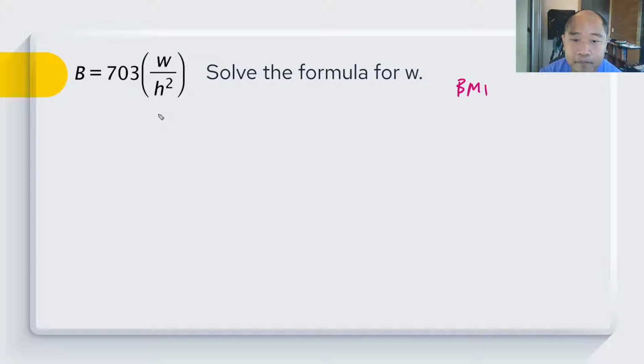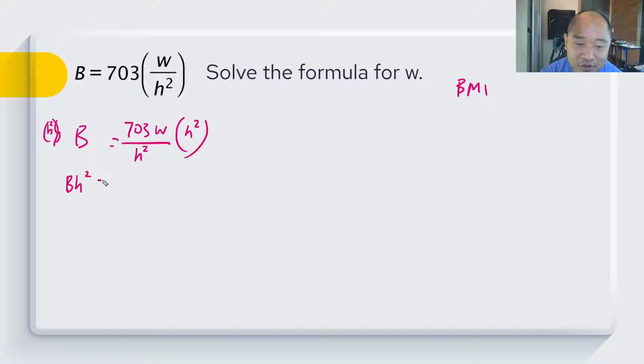So what can we do here? Well, we can say that this is 703W over H squared equals the BMI, right? Which means we could multiply both sides by H squared. And we get BH squared equals 703W. Then divide both sides by 703. You get BH squared over 703 equals W, which is the weight in pounds.